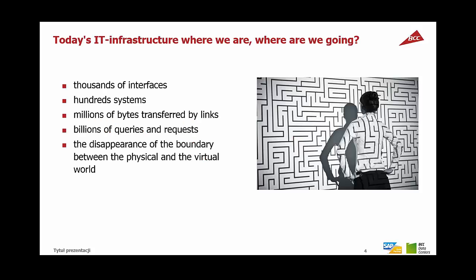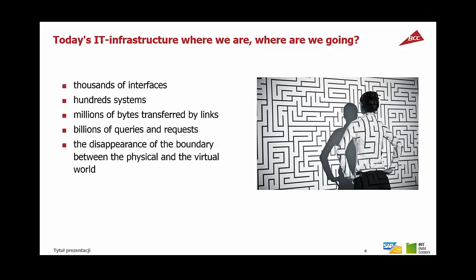Today's infrastructure is built of thousands of interfaces which are connected by links, local links or WAN links. There are hundreds of systems working, creating millions of bits transferred by links, leased links or links to the internet. You have billions of queries and requests to your databases, to your DNS servers, to your FTP servers, to your Active Directory domain servers.